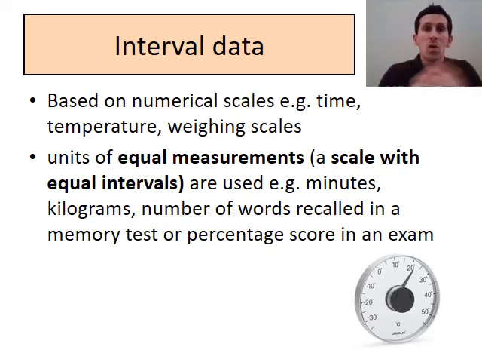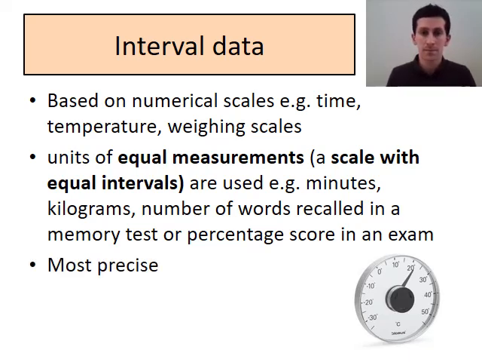Or it might be the number of words recalled, because you're getting statistical data from that. You're getting a set number of words that you're going to remember in a memory test, or a percentage score in an exam. There are set intervals. The percentage will be a set number on a scale, 1%, 2%, 3%, 4%, 5%, etc. Words on a number test will go from 1, 2, 3, 4, 5, 6, 7, 8, 9, 10. And this is the most precise form of data because it's based on a numerical scale.